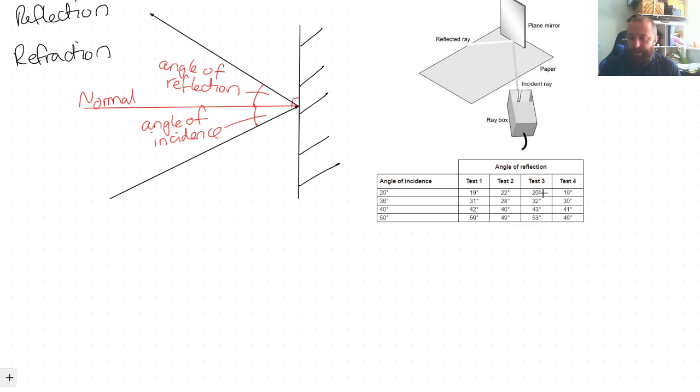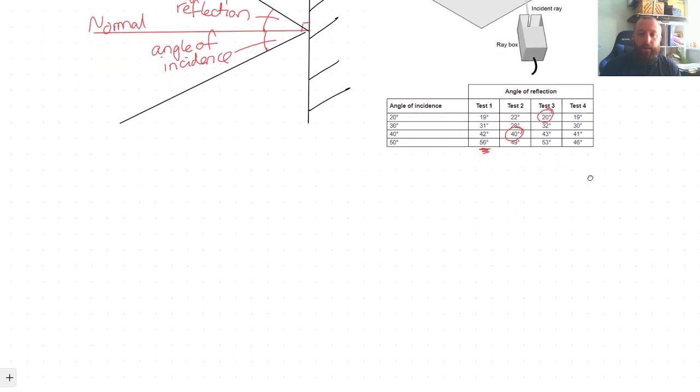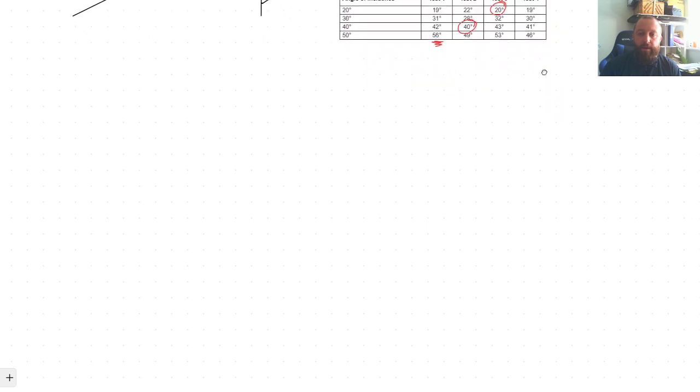We can see that some of these are actually pretty good, and then we've got other ones here which are not particularly brilliant at all. Those ones are going to have the biggest source of error. Okay, refraction.